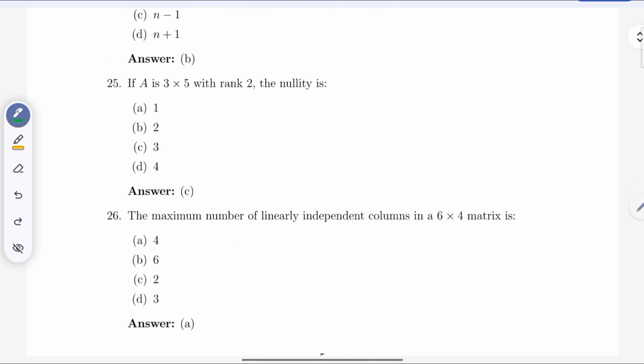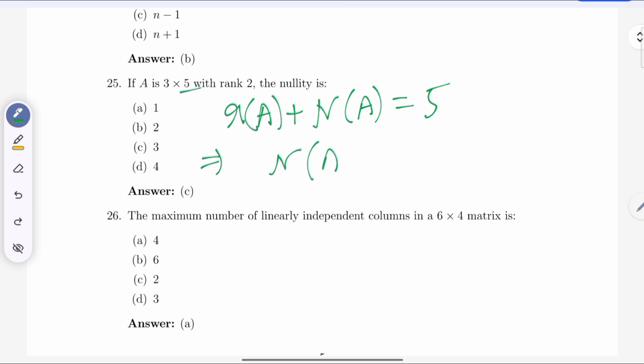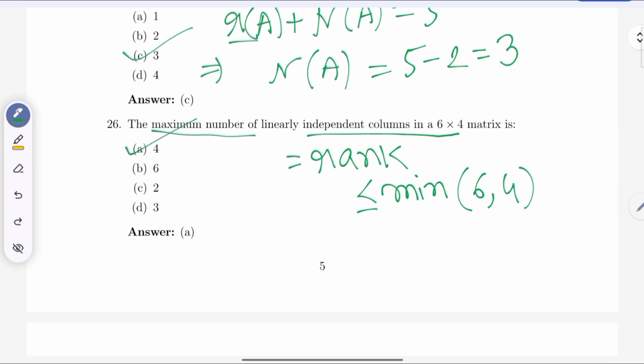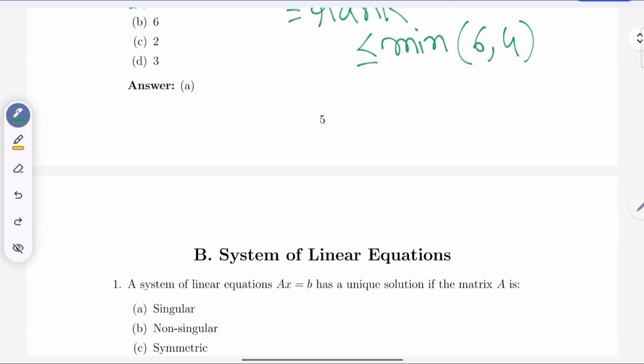If A is 3 by 5 with rank 2, then nullity, again the same thing, rank plus nullity equals n, where n is the number of columns. So 5, then nullity will be 5 minus rank of 2, that is 3. The maximum number of linearly independent columns in a 6 by 4 matrix, you know that this is the rank. The maximum number of linearly independent columns is the rank, which is always less than or equal to the minimum of 6 and 4, because m and n are 6 and 4. So option A. Next we will solve some more questions.